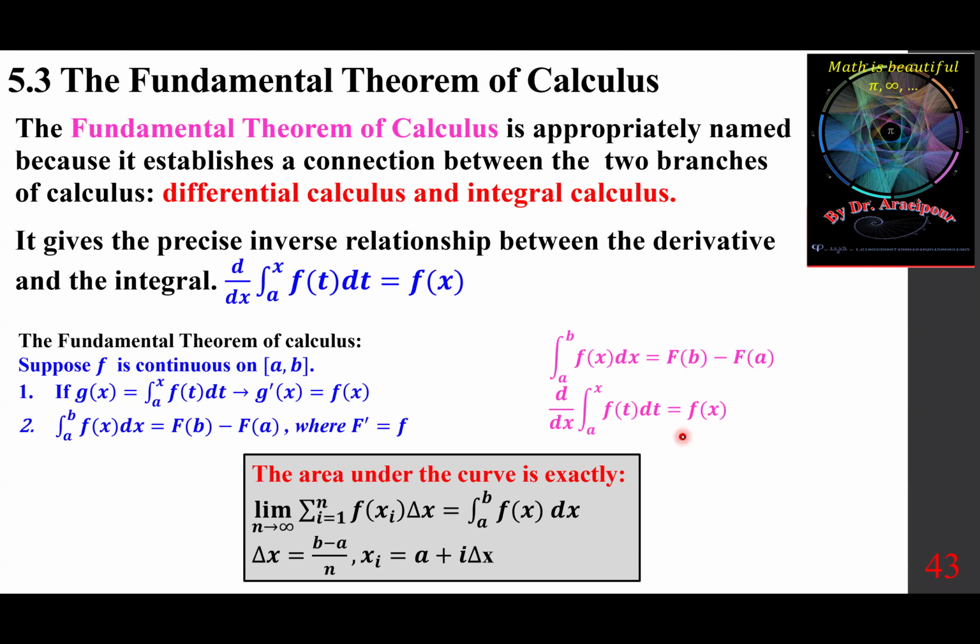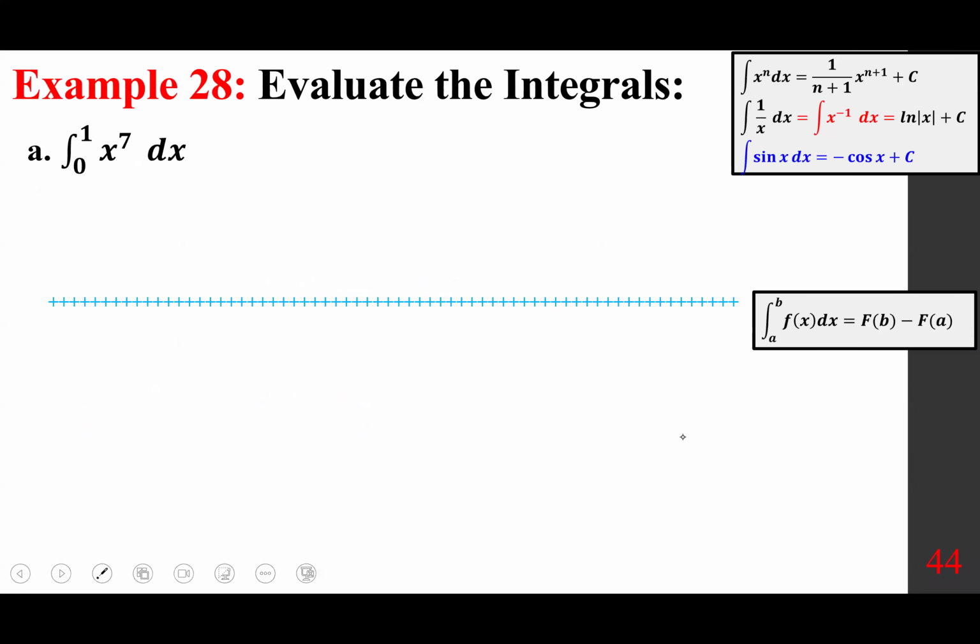And so let's quickly look at a very simple example. The integral of x to the power of 7 dx as we go from 0 to 1. So the integral of 0 to 1. You know the antiderivative is 1 over 8 x to the power of 8. So plug in 1, so 1 over 8 times 1, and then plug in 0. Okay, and subtract it. You get 1 over 8.